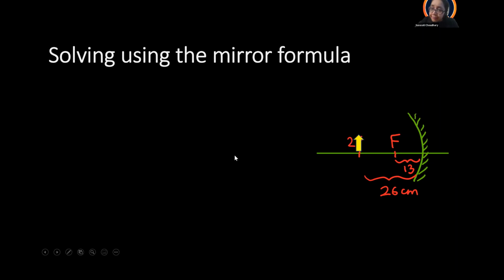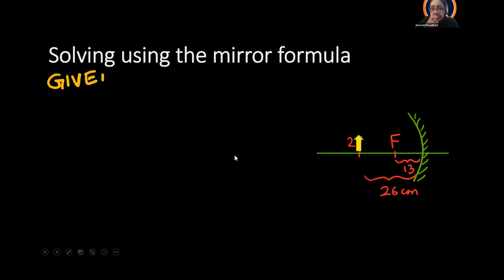First of all, let's draw the ray diagram for the same question. We are doing the same question we just did. It's given that it is a concave mirror, and the focus is 13 centimeter. The center of curvature is not given, but it's given that the object is placed at 26 centimeter from the pole. So we can see that the object is exactly at the center of curvature, because we know that R is equal to 2F, right?